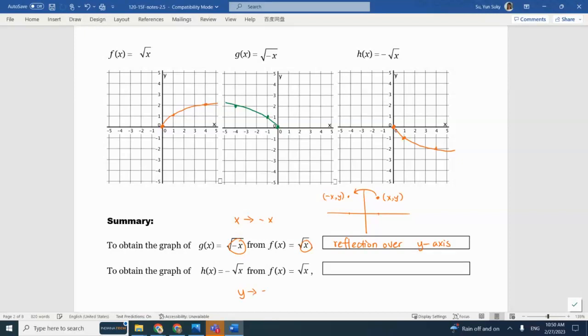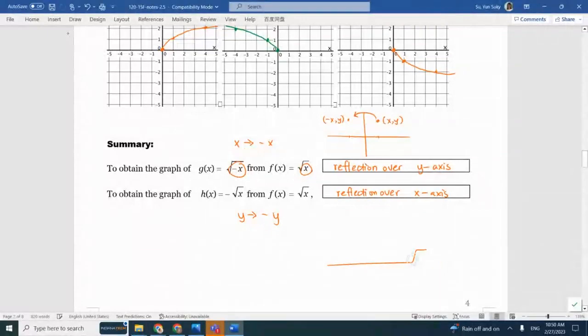If your minus sign is in front of the whole thing, then you get a reflection over the x-axis. Why is that? You draw a picture, you get a point x comma y, and you want your x to remain the same, but the y you have negative. Negative is below the x-axis, so you put it down. So this is a reflection over the x-axis. If sometimes you forget which one is which, draw the picture. The picture will tell you.